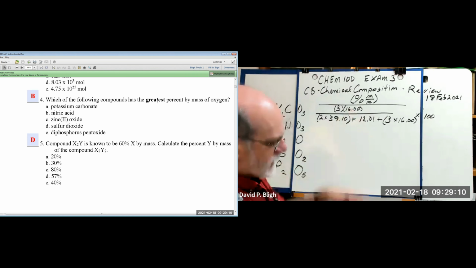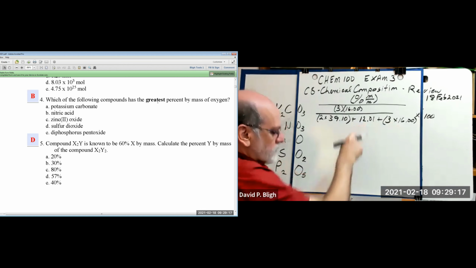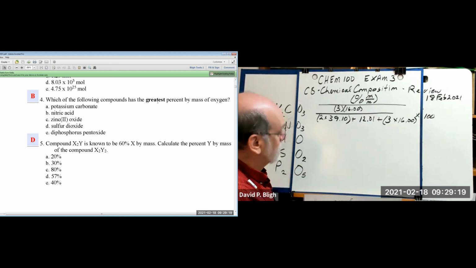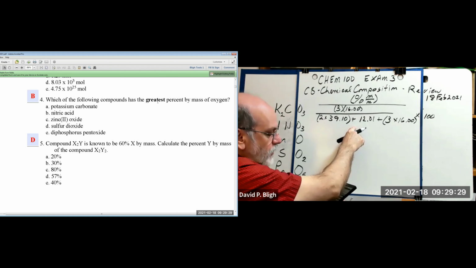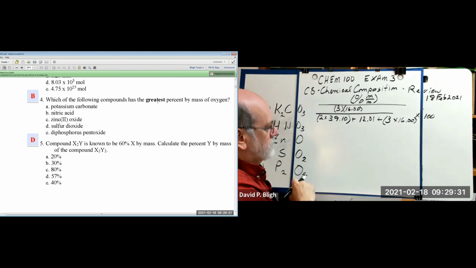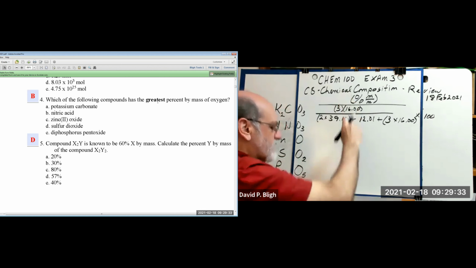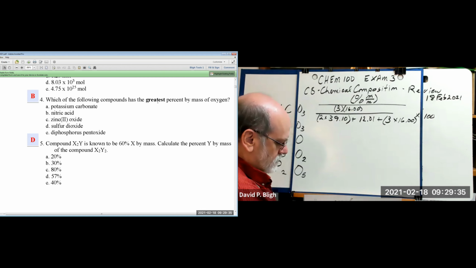So it's 48. And then we're going to add 48 to 12.01 and add it to, what did I say, 78.2? Yeah. So this is 138.21 divided into that one times 100 gives you 34 points.